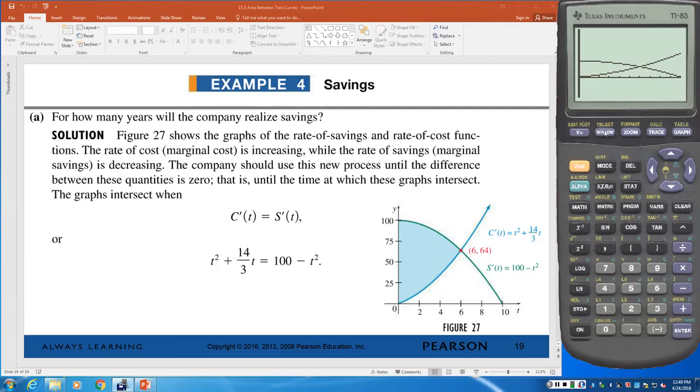So I go back to my window again and say, I don't really need to go all the way up to 295. Let's just go to about 150. And I don't really need to go down to negative 125. Let's just go down to negative 25. And look at my graph again.